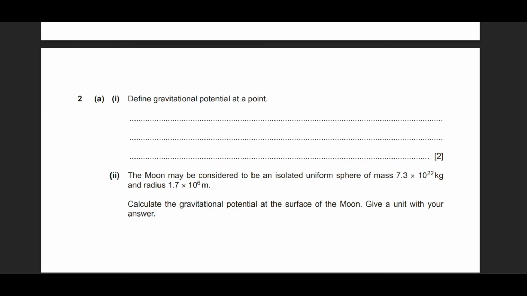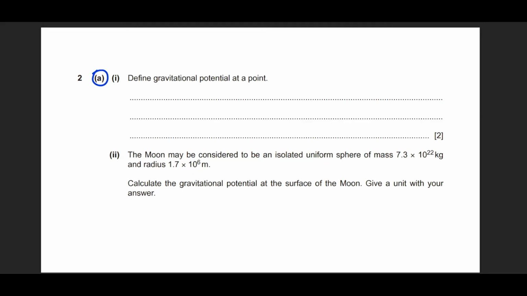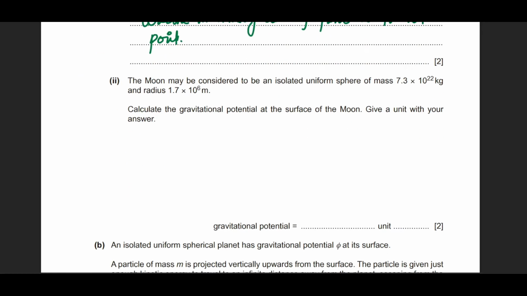Okay. All right, moving to the next part, define gravitational potential. This is a very highly repetitive question or a definition. So we define this as the amount of work done in moving an object from infinite distance, or from infinity, to that specific point. The second part is the moon may be considered to be an isolated uniform sphere.